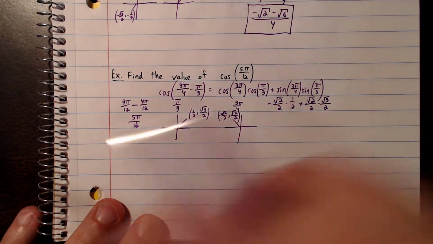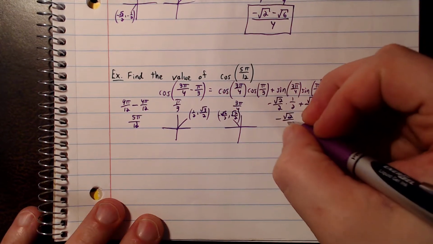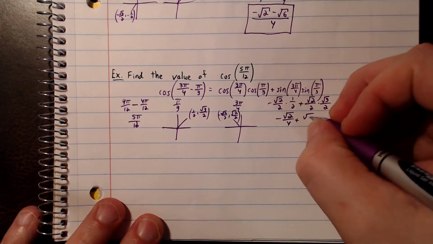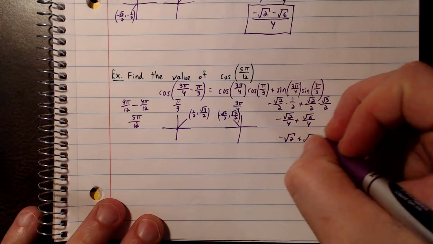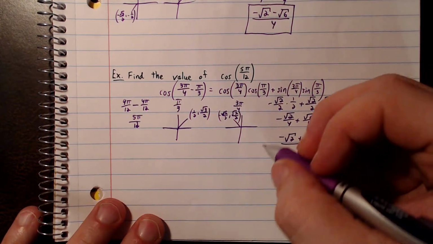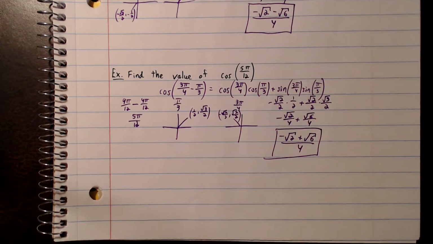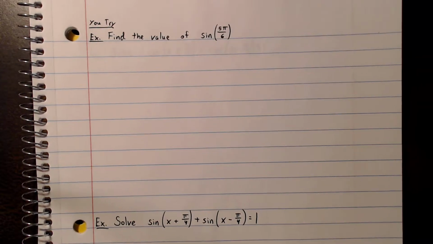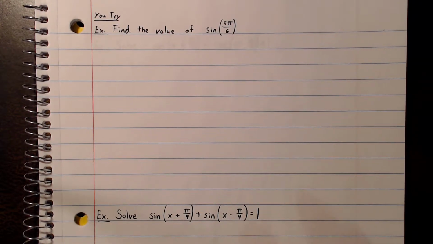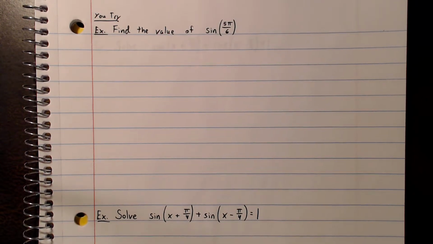Right, and then we just got to do our quick multiplication. Negative square root of 2 over 4 plus square root of 6 over 4. Your final answer: negative root 2 plus root 6 all over 4. Okay, so just because it had a radian measure in there made it a little bit more difficult. So you have one of your own to think about. I tried to give you one that was a little bit easier to think of what works. So try this one out and see how you do.